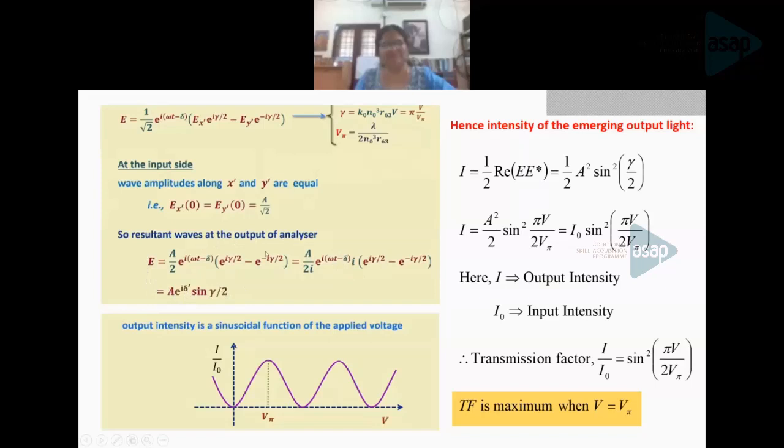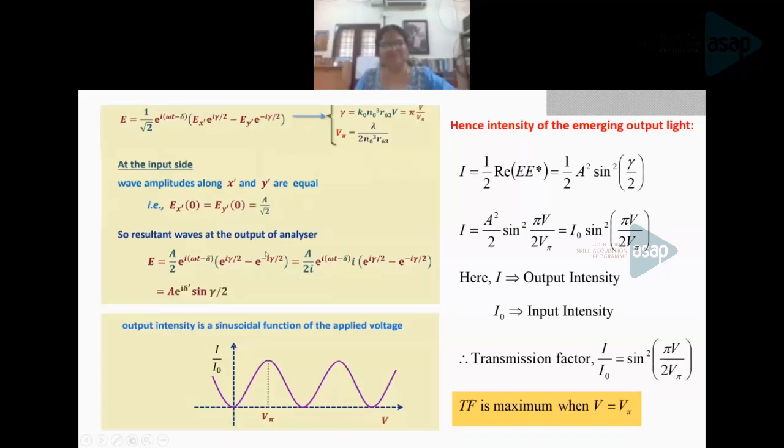Now we can find the intensity at the output. Since this is a complex factor, we can find I equals half of the real term in E into E star. That is 1 by 2 A square sin square gamma by 2, the intensity factor. So A by root 2 is our amplitude at the input, and A square by 2 is the intensity at the input.